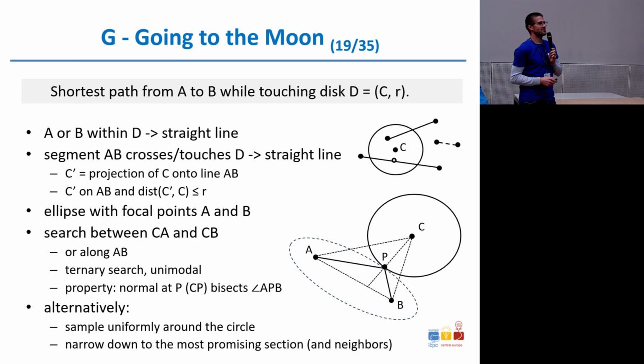Geometry. So this turned out to be much trickier than expected. And the task was about finding the shortest path from 2 points, let's say from A to B, while also touching the given disk with some center and radius. So first, a couple of easy parts.